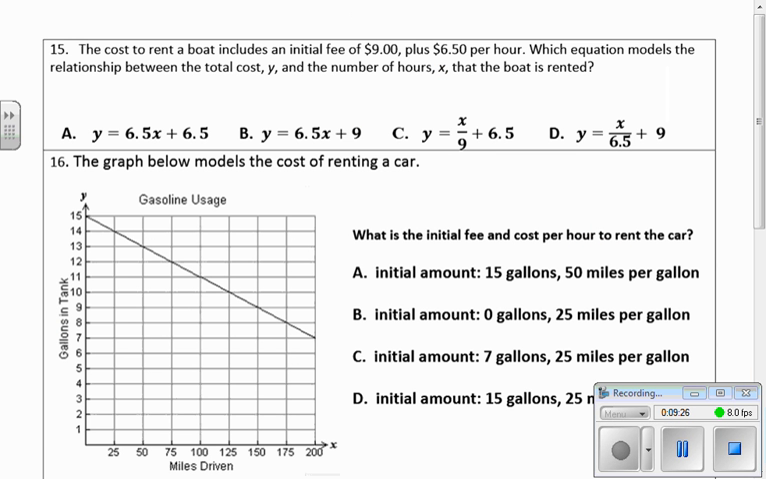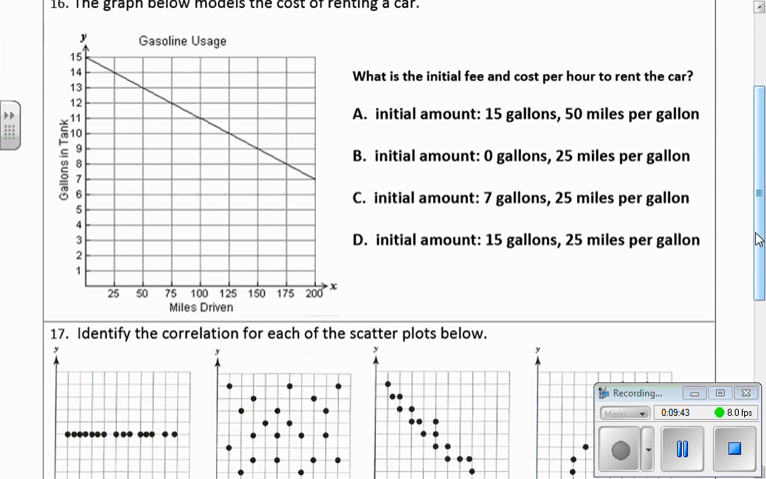Number 15, the cost to rent the boat includes an initial fee. You know that that is your y-intercept of $9 plus $6.50 per hour. There's your slope. So which equation shows that? Well, that would be the 6.5x plus 9. The number in front of the x is the slope. The number by itself is the y-intercept.